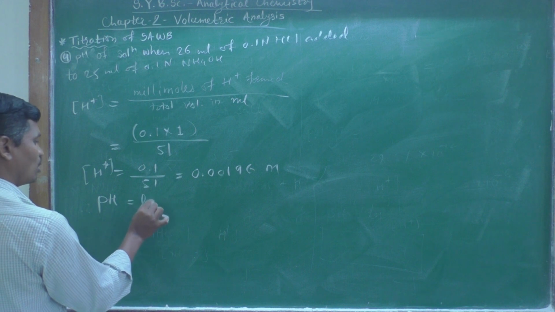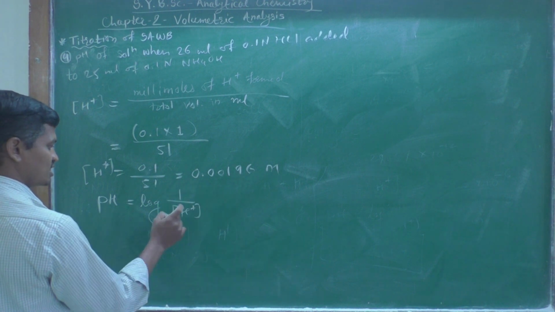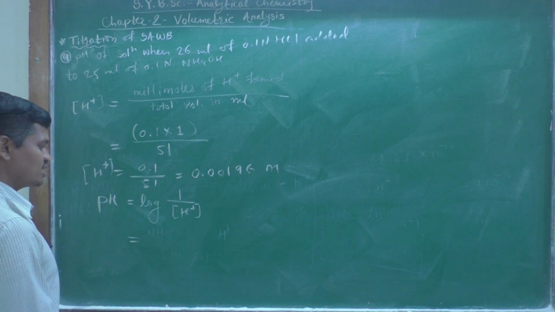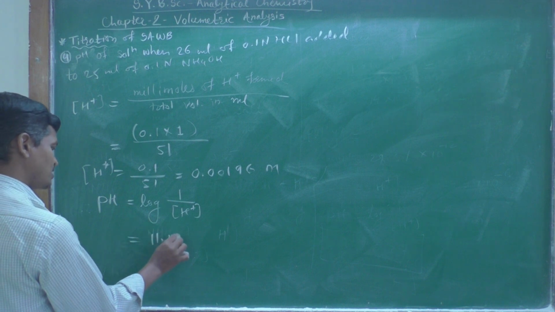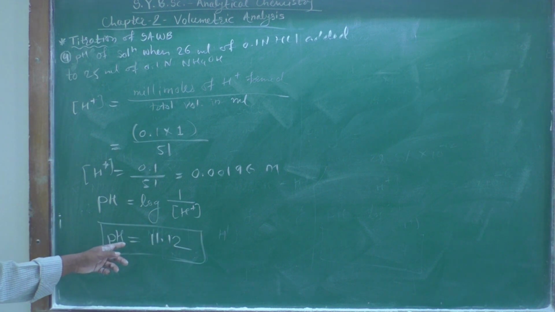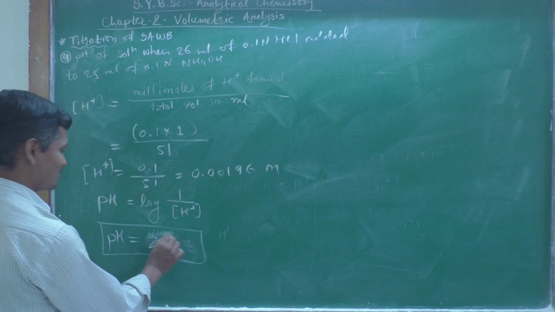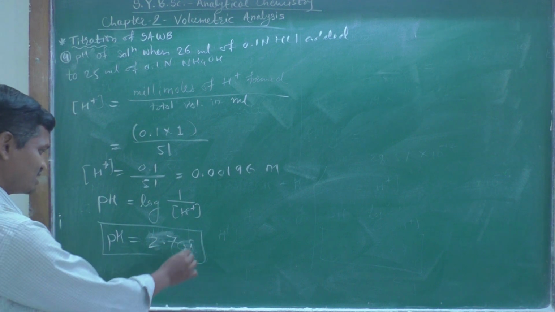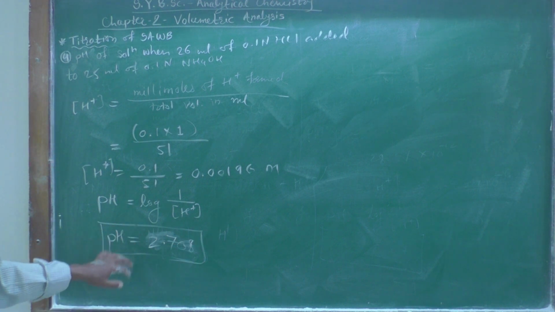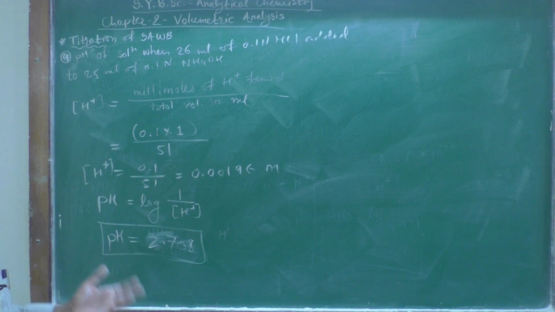Hence pH is equal to log to the base 10 of 1 upon the H plus ion concentration. Put the value of this in the denominator, and the pH of the solution will be 2.708. So this is the pH of the solution at the end of the titration, when we are adding 26 ml of HCl from the burette, 1 ml extra after the equivalence point.